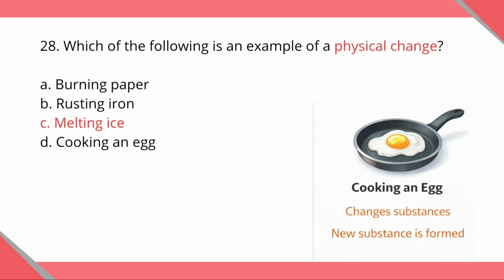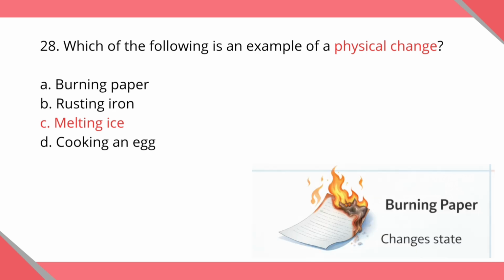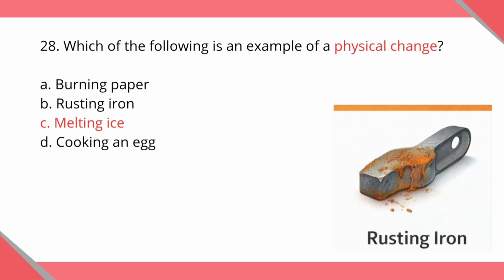While cooking an egg is a chemical change because heat causes the proteins in the egg to break down and form new substances. The egg's texture, color, and composition change permanently. Burning paper is a chemical change because the paper reacts with oxygen and produces new substances like ash, smoke, and gases. The change is irreversible. And rusting iron is a chemical change where iron reacts with oxygen and moisture to form rust, which is iron oxide. A new substance is created and cannot easily return to pure iron.